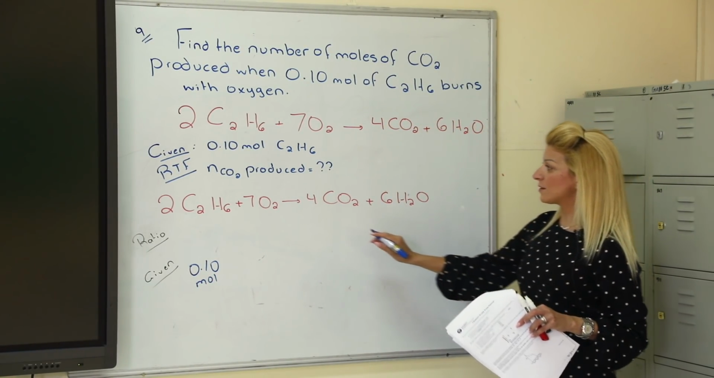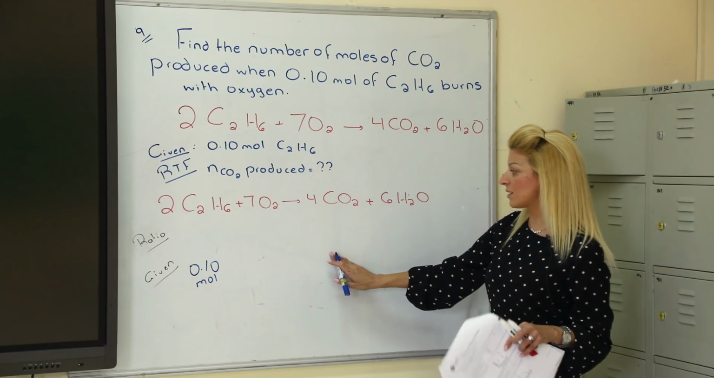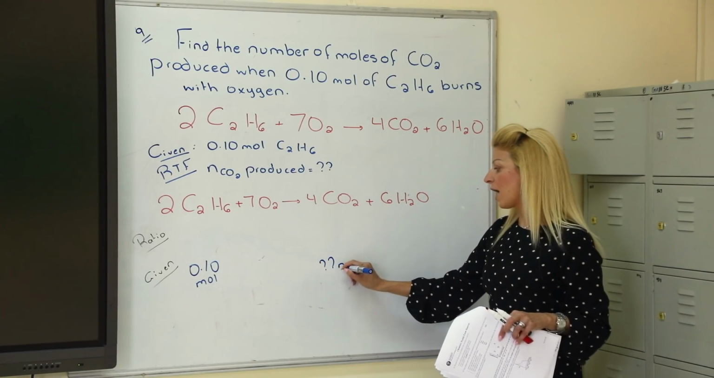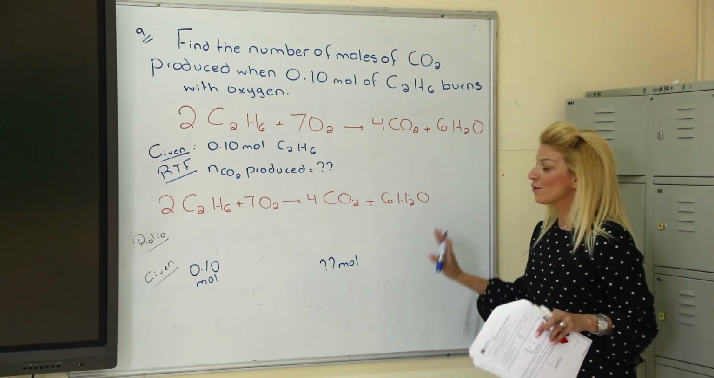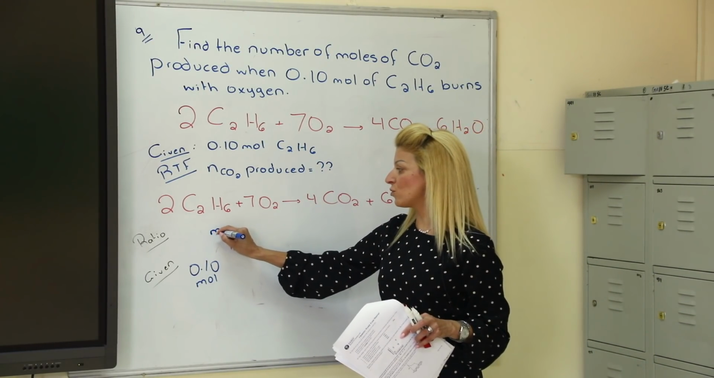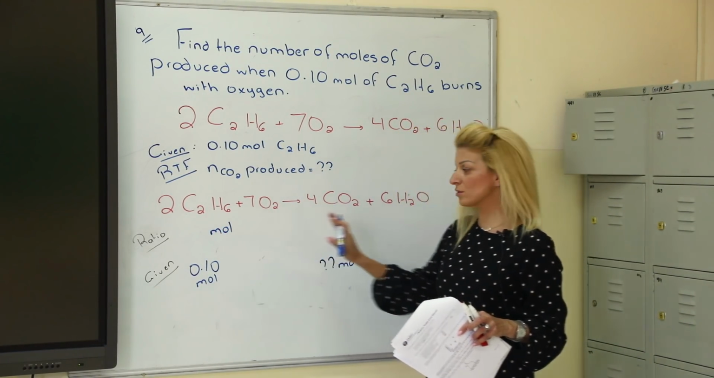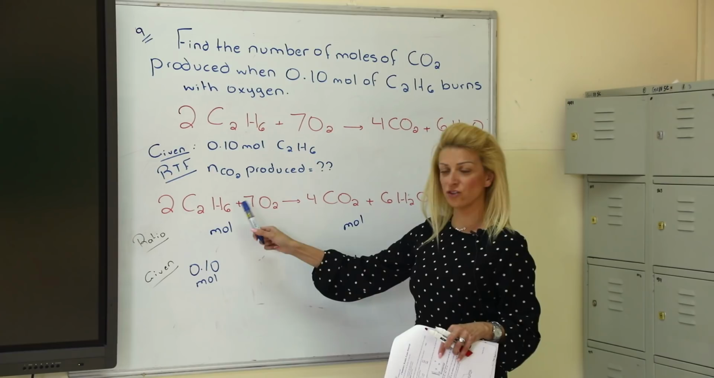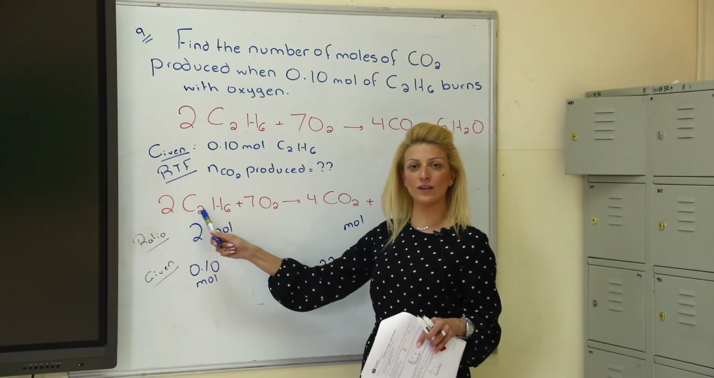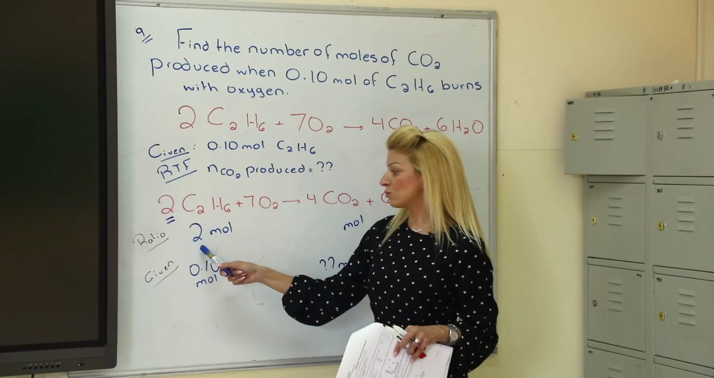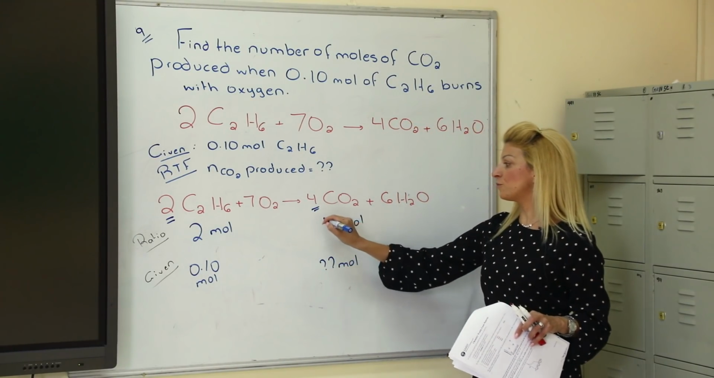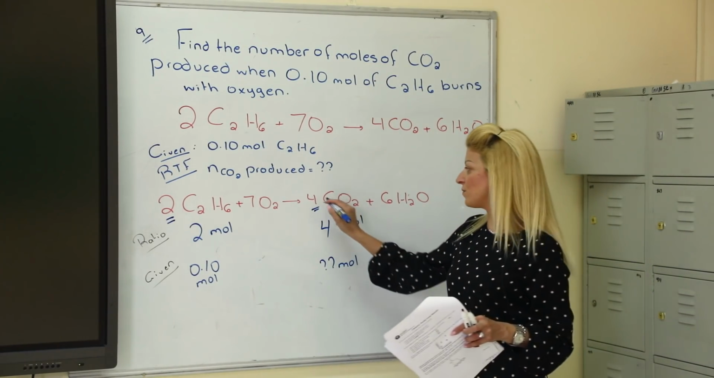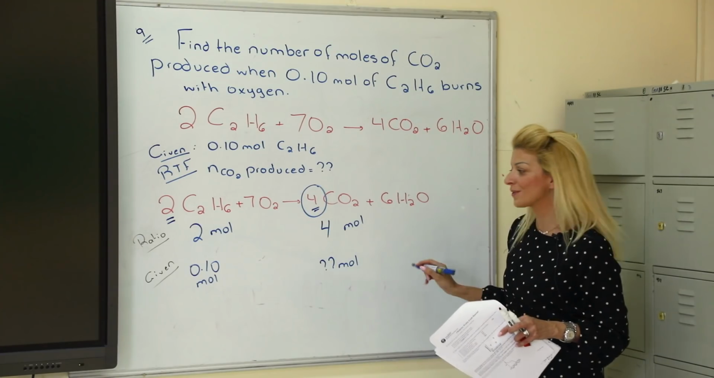They want us to find how many moles of carbon dioxide will be produced. So under carbon dioxide, we write question mark, how many moles? From our equation, we write the ratio in the same units, so moles and moles. How many moles do we have from our balanced equation? 2 moles of C2H6, the coefficient is 2, so 2 moles will give us 4 moles of carbon dioxide. According to our balanced equation, the coefficient of CO2 is 4.